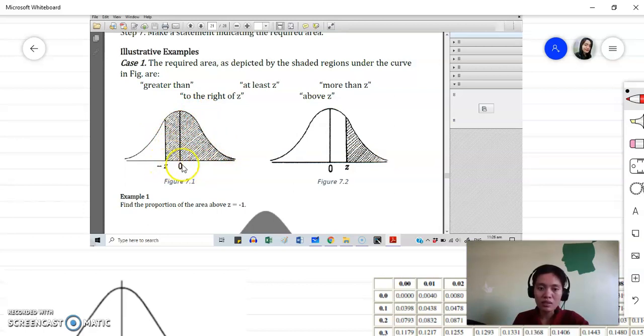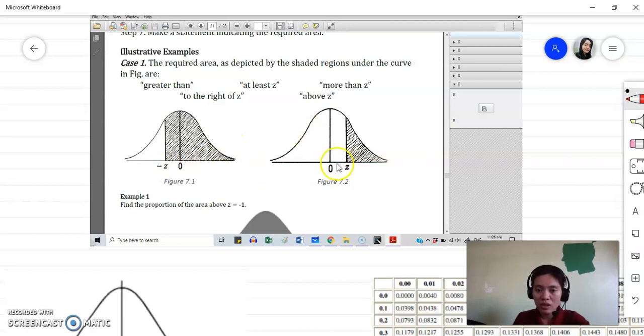In that case, we have negative z, and you need to find the area greater than negative z. What you're going to do is to add 0.5, because the area based on the illustration is more than 50%. So you add 0.5 and the area from 0 to negative z.